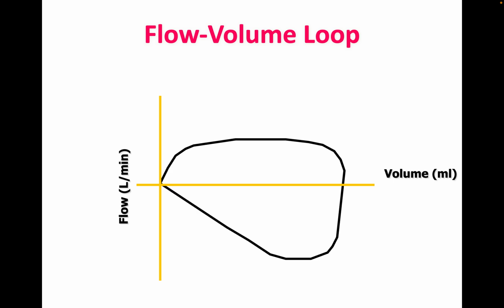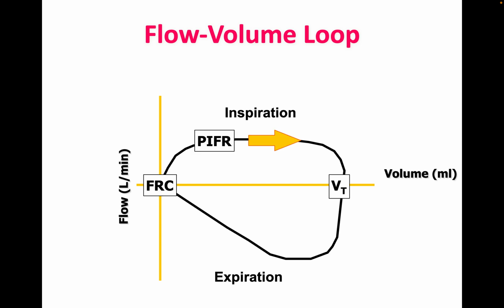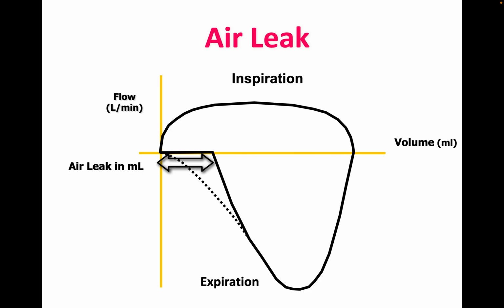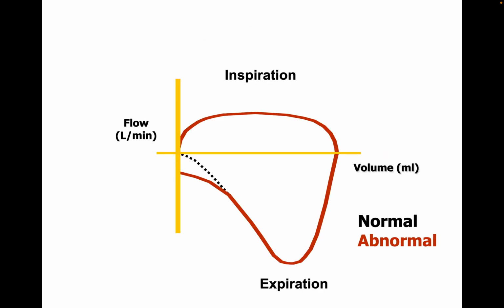Now coming to the flow volume loop, as I said, this deflection is inspiration and this negative deflection is expiration. So this is tidal volume and this is FRC, this is PIFR and this is PEFR. So let us see a few of the abnormal flow volume loops. In this particular loop, the normal expiration should have been like this, but this is touching the baseline earlier than normal. So this is a classical example of air leak.